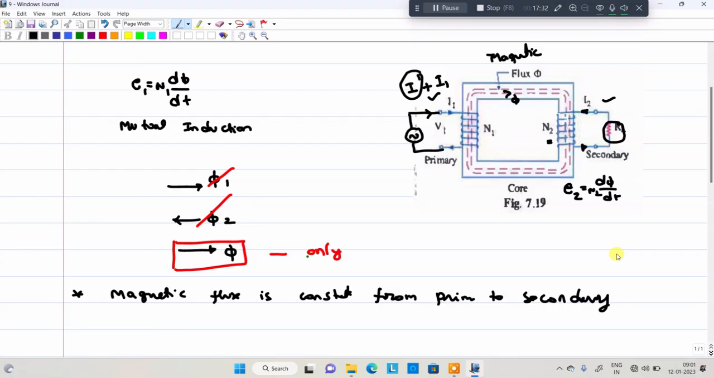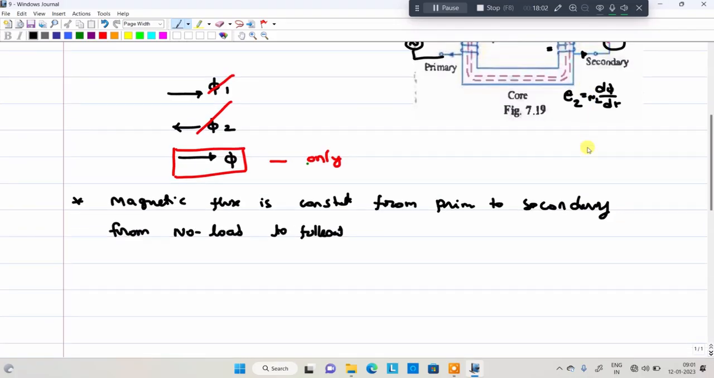Irrespective of the load you connect, the magnetic flux is constant from primary to secondary, from no load to full load. Very, very important: no load to full load. Got my point? In no load, without connecting the resistance, only one flux is present. After connecting the resistance, after closing the secondary side also, the flux is the same. That is the no load flux, and it is the full load flux. In both cases the flux is constant.